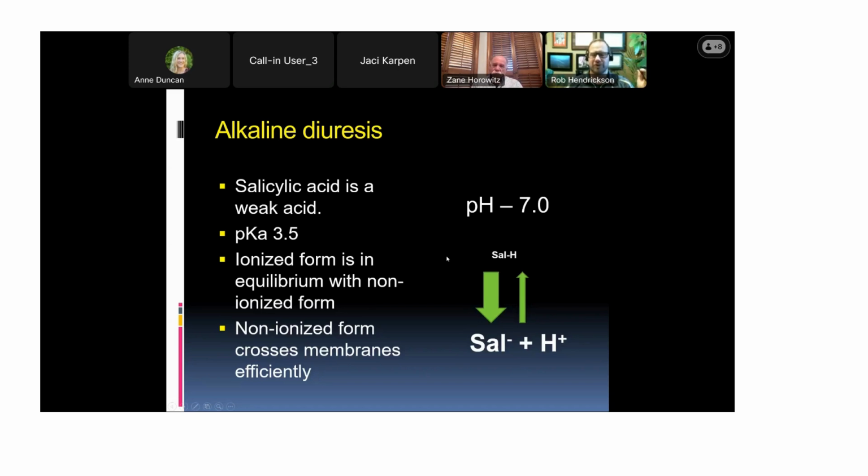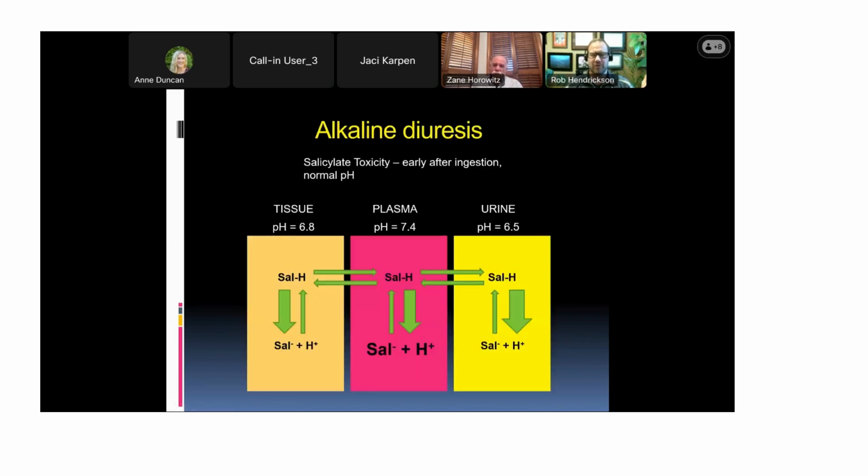So diuresis. Say someone just took a salicylate overdose, their salicylate concentration is not high yet, we're in equilibrium. This is the plasma, this is the urine, and this is, let's just call it brain. I called it tissue, but let's just call it brain, right? So notice a couple of things. One, the plasma has a higher pH than most of the other places. The end organs have a relatively acidic pH, so does the urine usually.